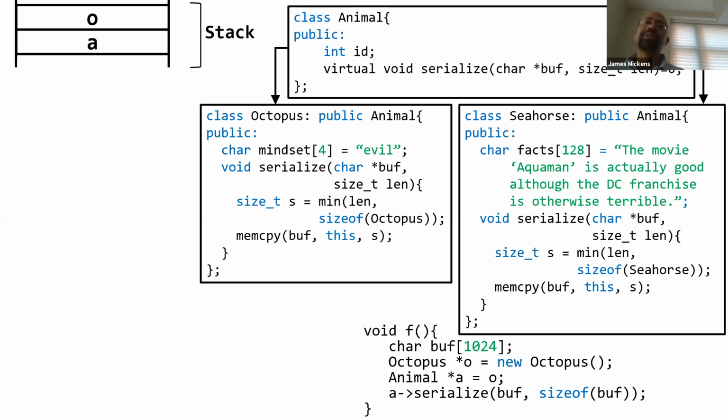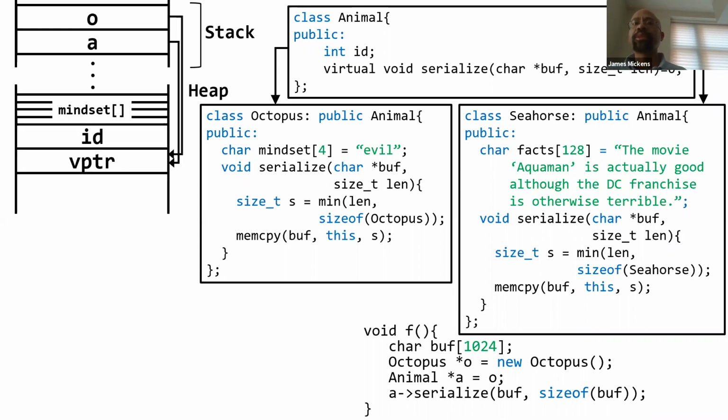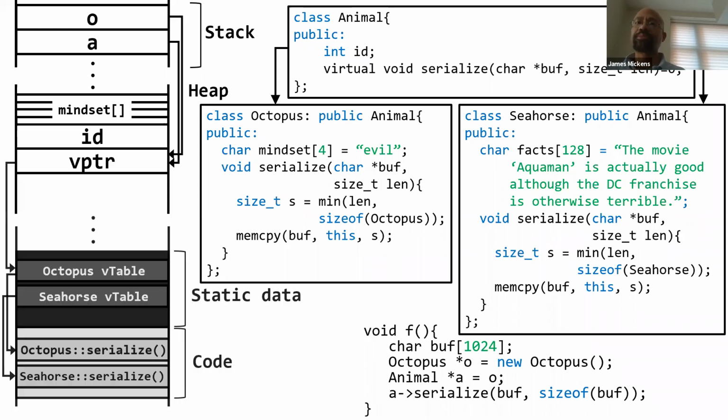Well, if we look off to the left, the top left of the slide, we'll see the stack. This is exactly what it looked like before. So we've got the O and the A local variables. So both of those are going to point to an octopus that lives somewhere in the heap. In the heap, we've got a memory region that contains the V pointer for the object, the ID, and also that mindset array of size 4 that is defined specifically by the octopus class. And then we have sort of the vtable setup and the code setup that hopefully should look similar to what we discussed a couple slides ago.